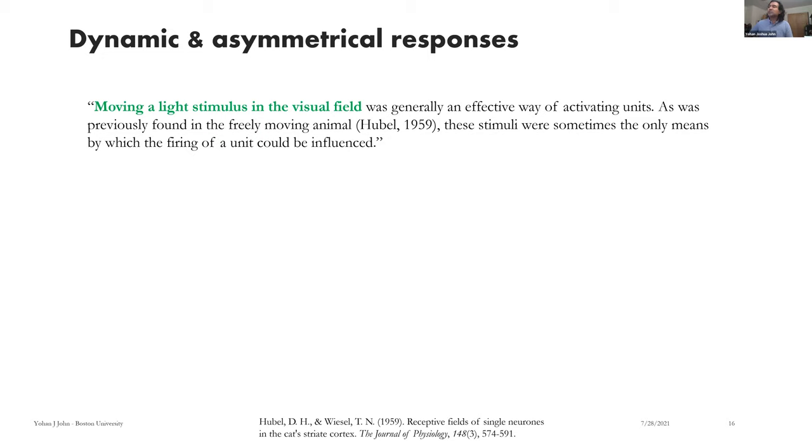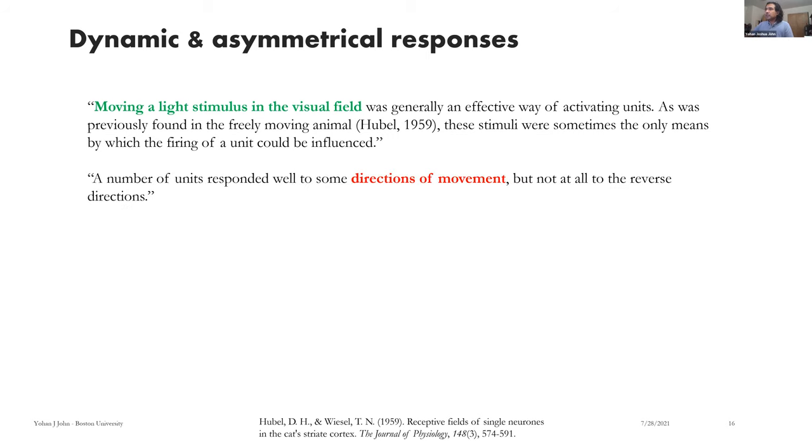So some conclusions from here. Moving a light stimulus in the visual field was generally an effective way of activating units. So moving per se is important. Whether the speed is important beyond the threshold is something I don't know that much about. You guys can comment. A number of units responded well to some directions of movement, but not at all to the reverse direction. This will be important.